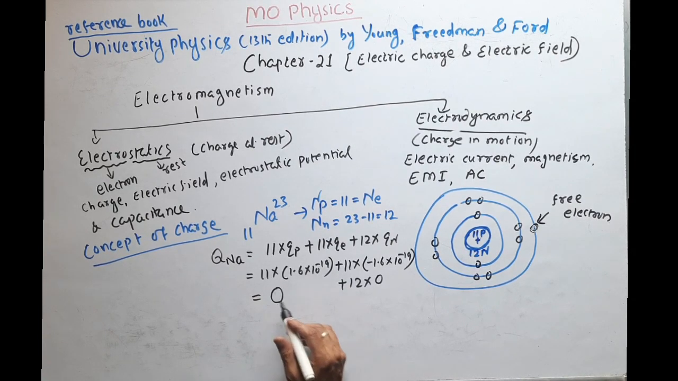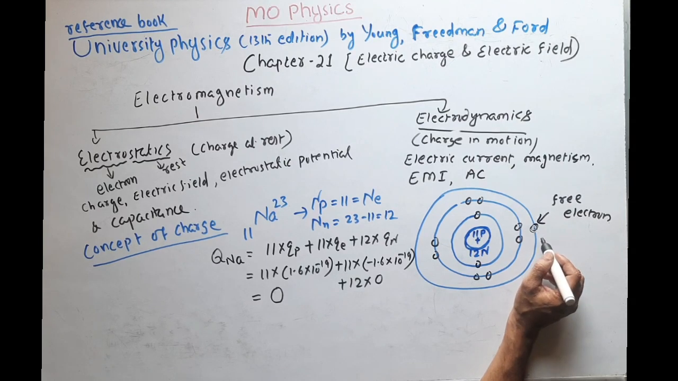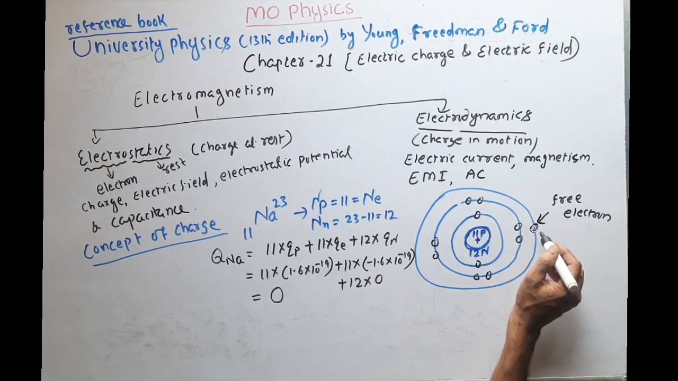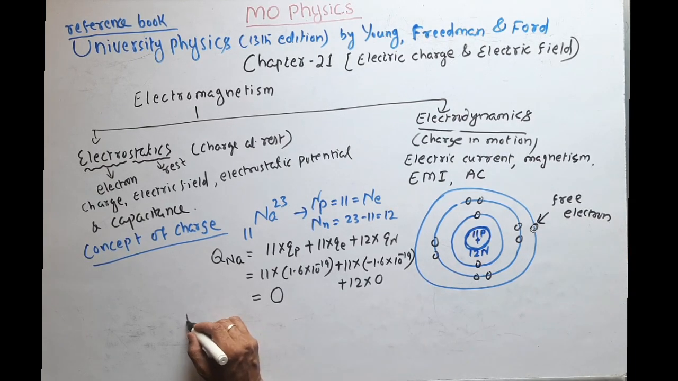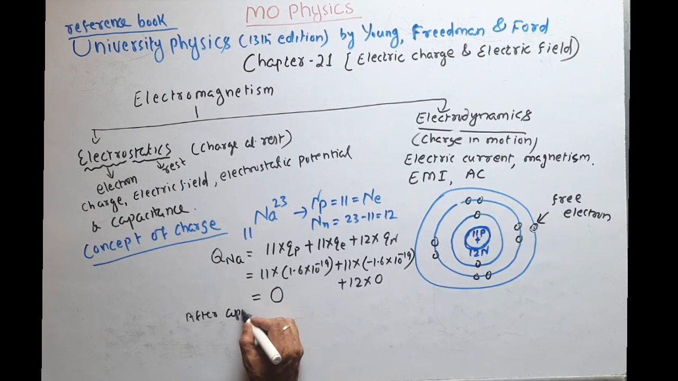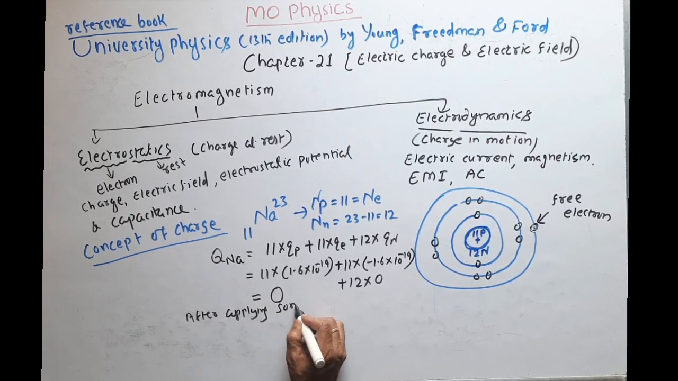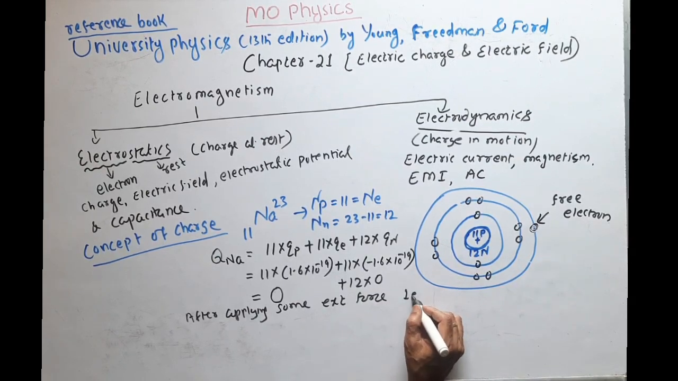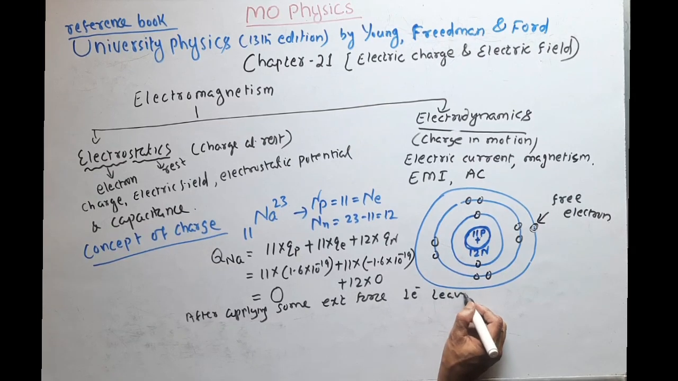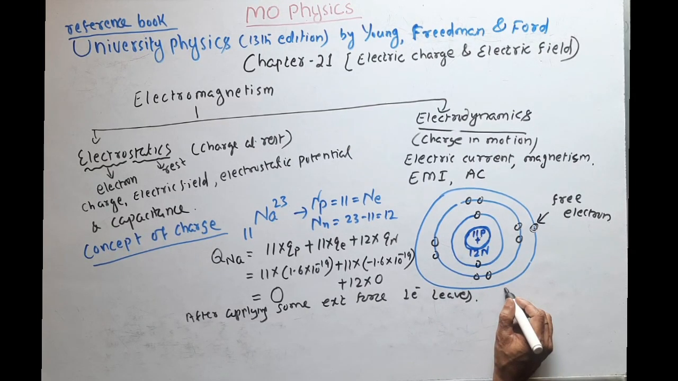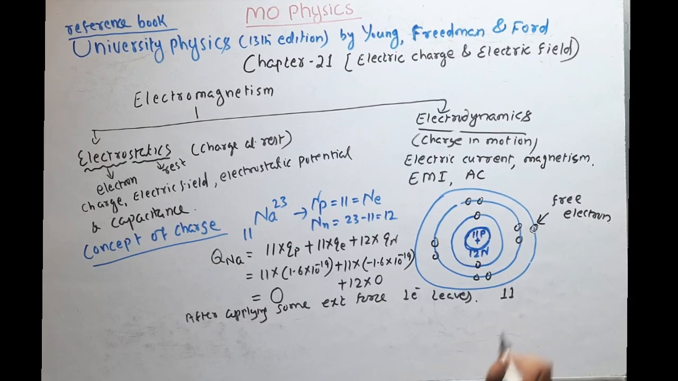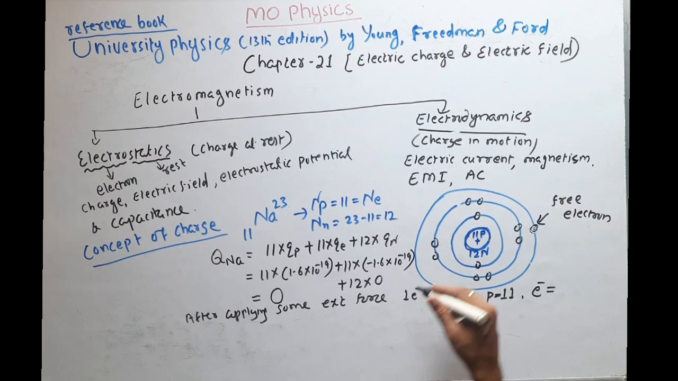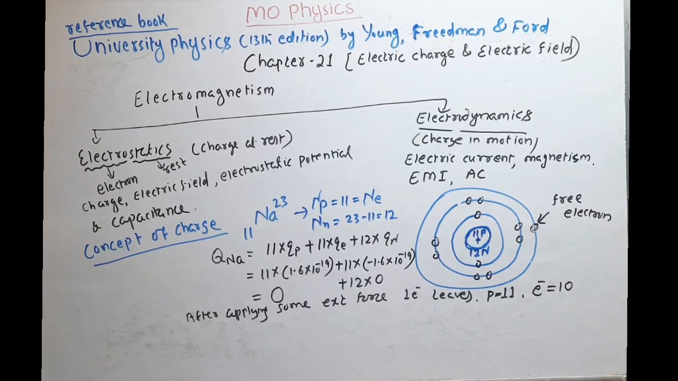Clear? Now suppose I will give some external force so that this outermost orbital electron will be free. So if the outermost electron is free, that is after applying some external force, this one electron, that is the outermost electron, leaves. Then how many protons are there? Again, the number of protons is equal to 11. But what is the number of electrons? One has already left. So the total number of electrons is 10.